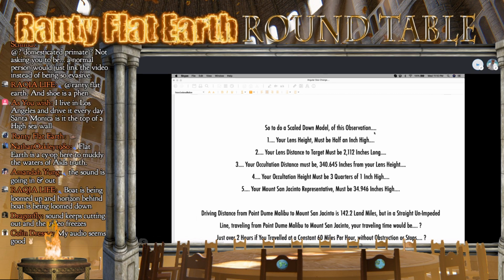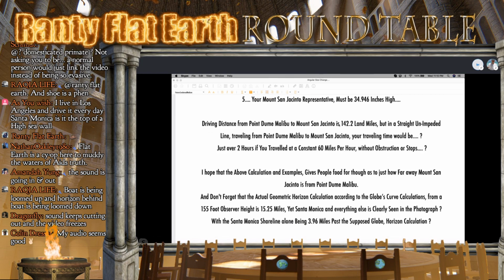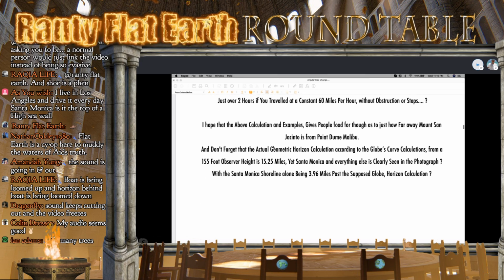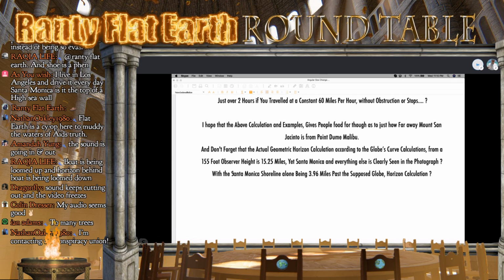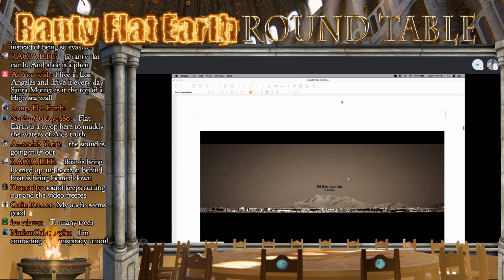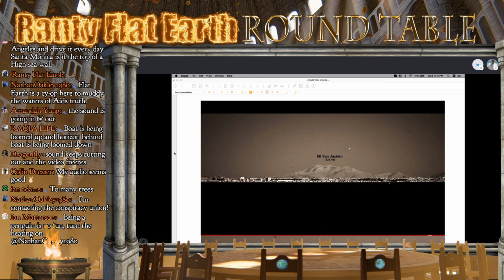So to do a scale down model of this observation, I'm going to skip through this because this is basically me talking about what I just talked about. The driving distance is 142.2 land miles. Don't mind all that. That's just about the horizon, and I want to keep this moving. It's the length of time we would spend in a car going there, and the horizon where it should have been if we were on a globe, as opposed to where it actually is, which is way past. We can't see where the horizon is because we can see as far as Mount San Jacinto. So where is the horizon? I can't see any horizon in the photograph. There isn't one there, because it is actually so far away.